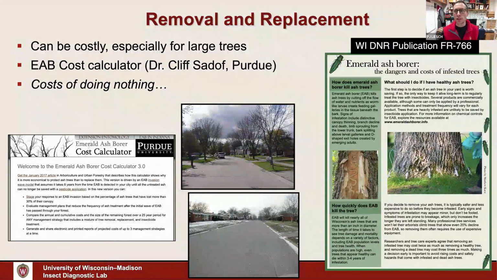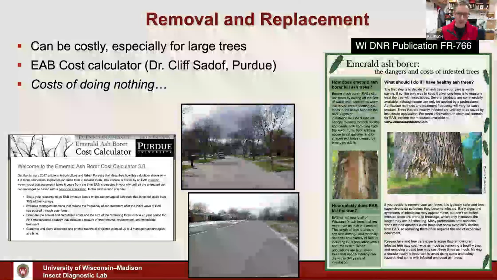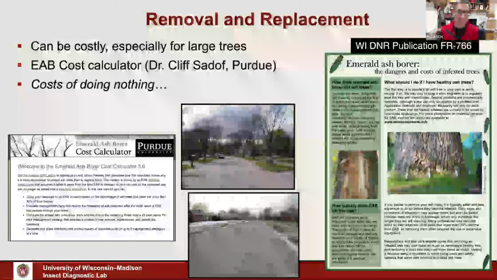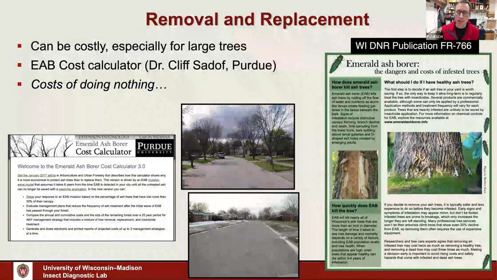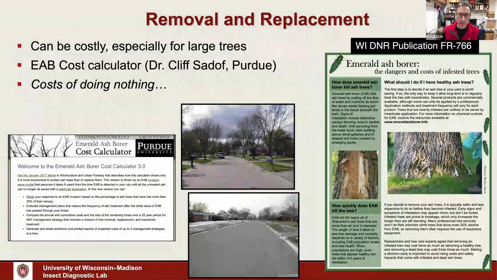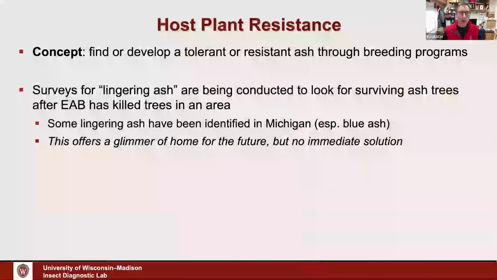I do want to mention there is a Wisconsin DNR publication, FR 766, that discusses this particular topic. I worked a couple years ago with some colleagues at the DNR to help create this document. It just discusses some of these hazards associated with dead, dying ash trees. So just be aware of that. It's better to take down trees when they're in decent health still, or if they have just died. If you put it off and put it off and put it off, it can get dangerous and more expensive to do that. Host plant resistance.